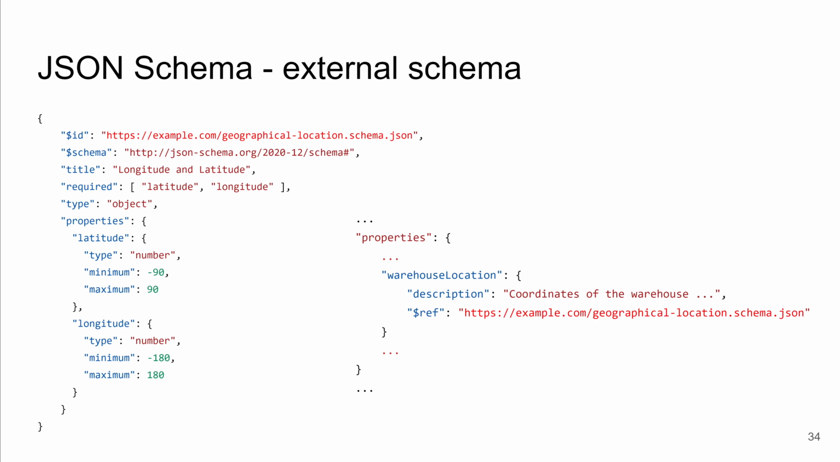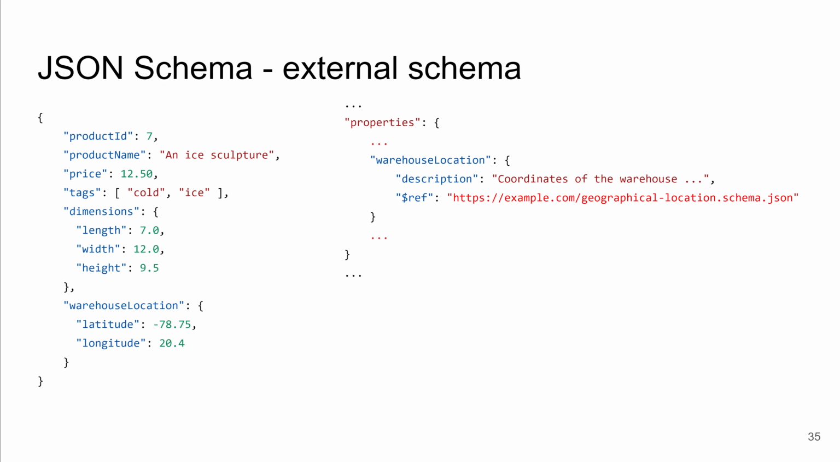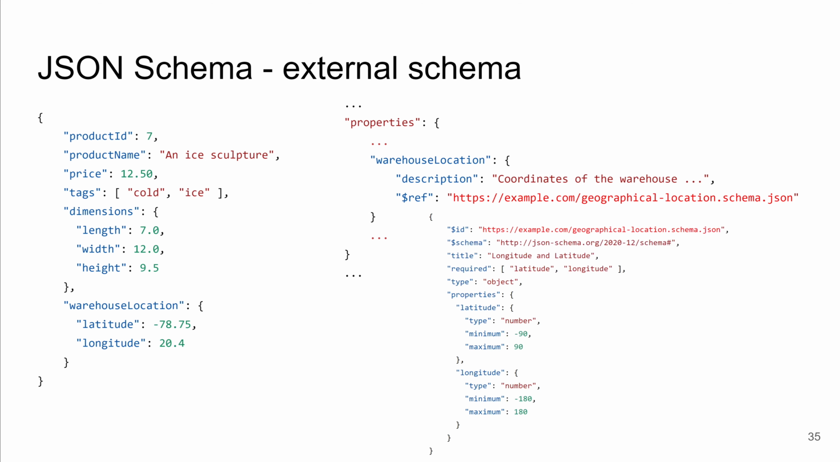Then in our other schemas, we may reference this external schema using the $ref key and the IRI of the schema as the value. When the JSON instance is validated and we come to the warehouse location key, then we know, or the validator knows, that it needs to go to another external schema, which looks like this, and the JSON instance is valid.